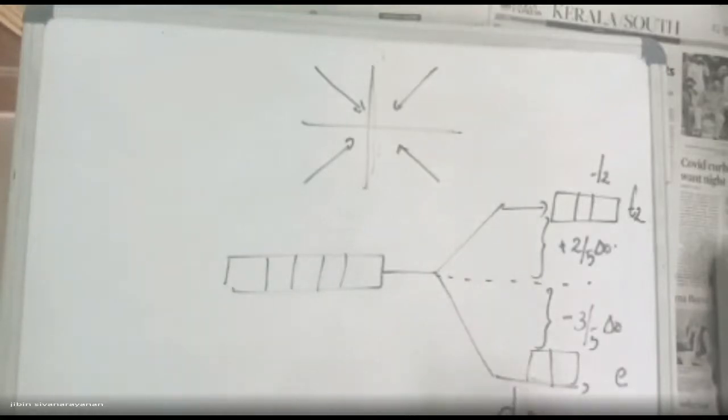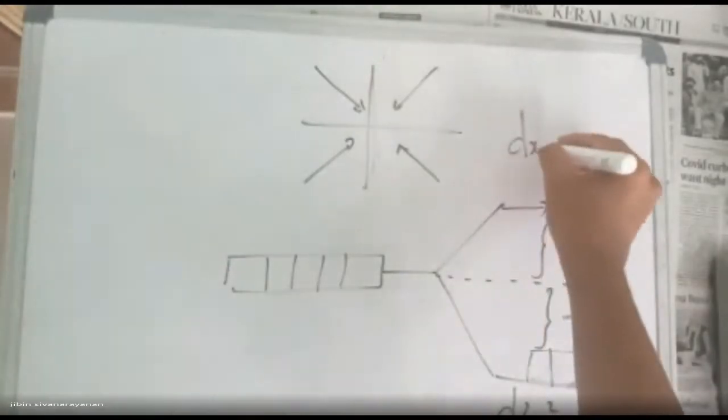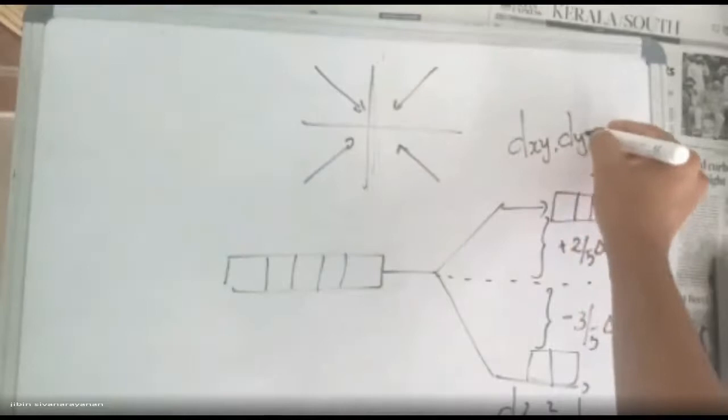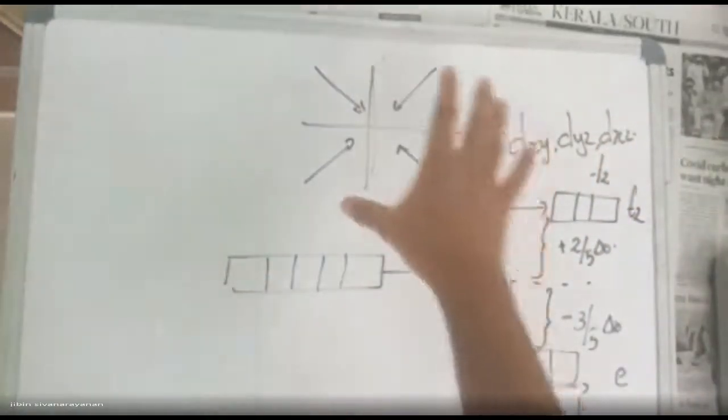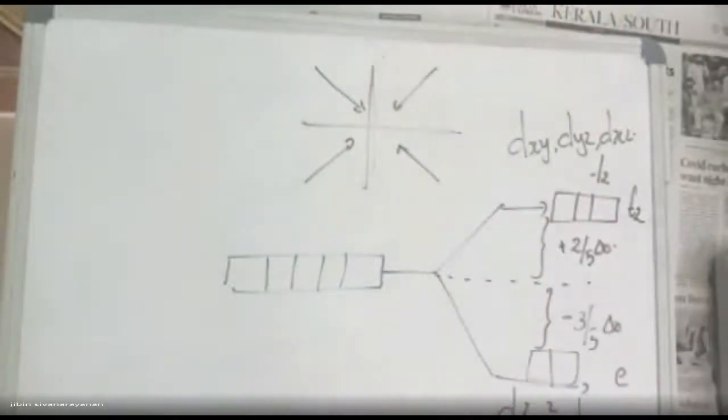The axis orbitals come down, and the planar orbitals go up. Why? Because here the ligands are approaching through the planes. So the orbitals present in the plane would experience more repulsion. So in order to minimize this repulsion, they increase their energy and go to a higher energy level. That is what is happening in tetrahedral complexes.